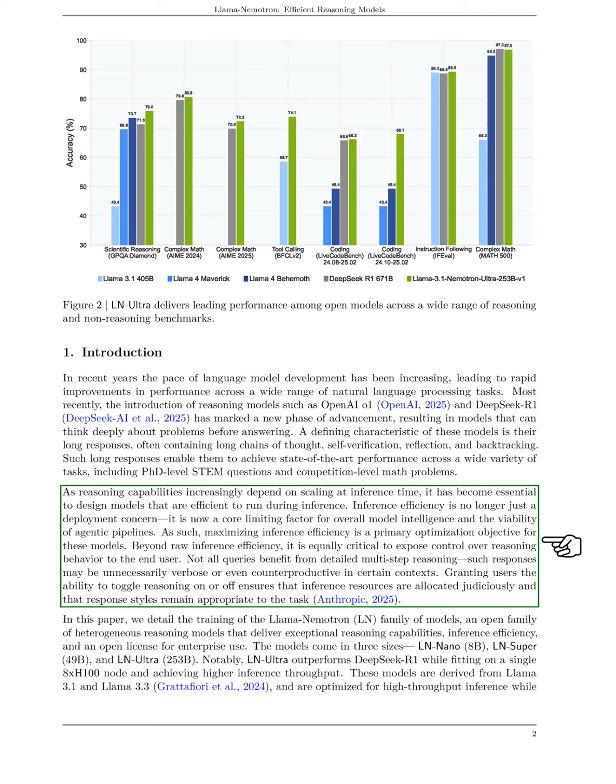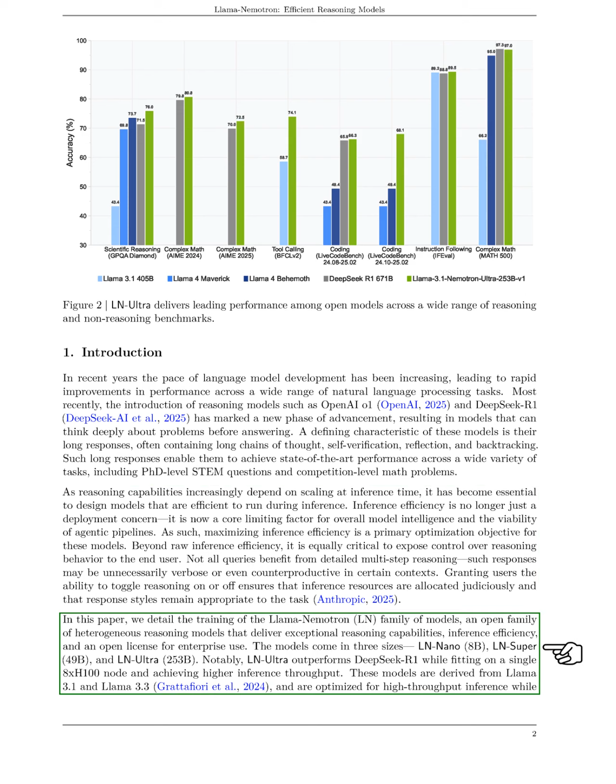As reasoning capabilities rely more on efficient inference, we recognize the importance of designing models that run efficiently during this phase. Inference efficiency is now a key factor in determining a model's overall intelligence and its practical application. Therefore, we aim to maximize this efficiency while also allowing users to control the reasoning process. Not every query requires extensive reasoning, and giving users the option to toggle this feature helps ensure that responses are appropriate and resource use is optimized.